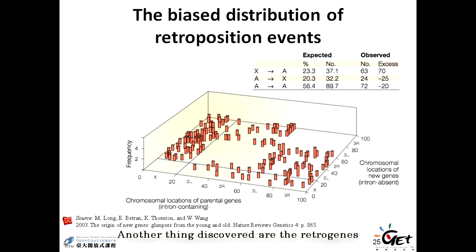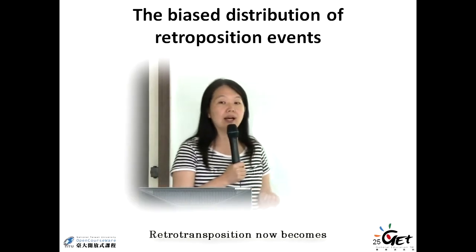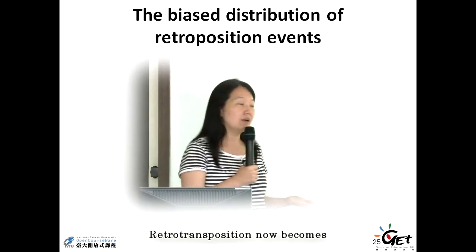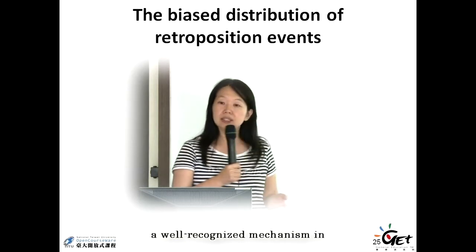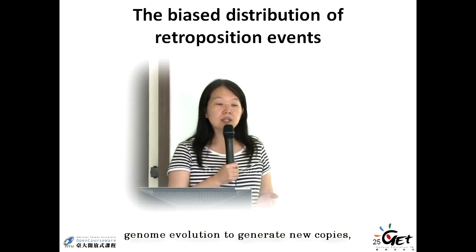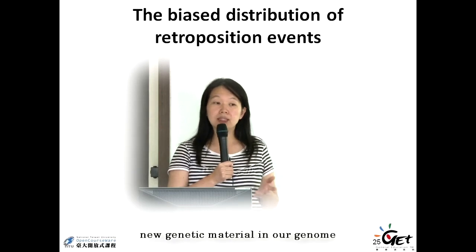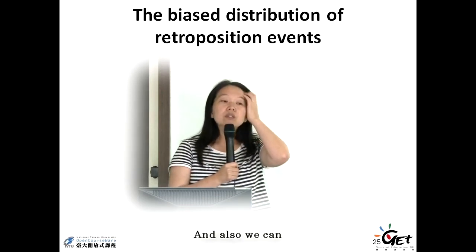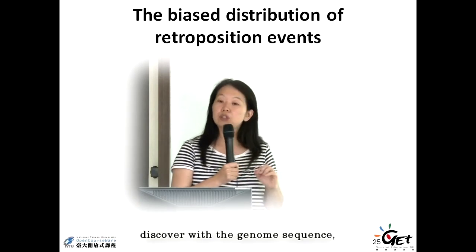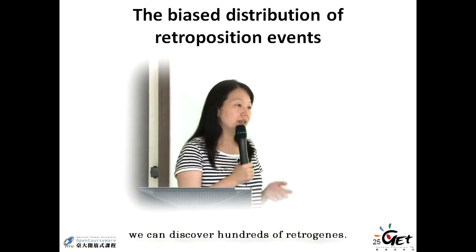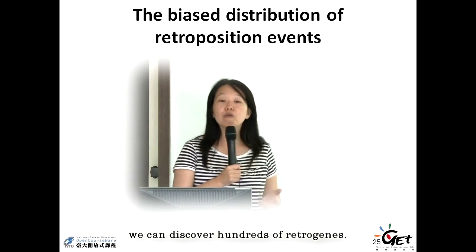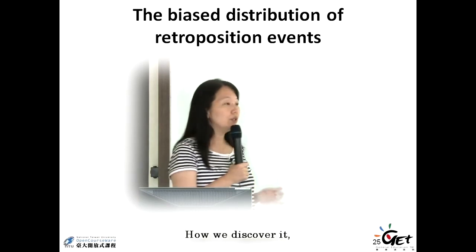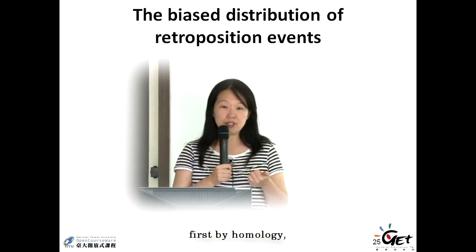Another thing discovered from all the retrogenes is that retrotransposition has now become a well-recognized mechanism in genome evolution to generate new copies, new genetic material in our genome. And also, with the genome sequence, we can discover hundreds of retrogenes. How do we discover them? First, by homology.